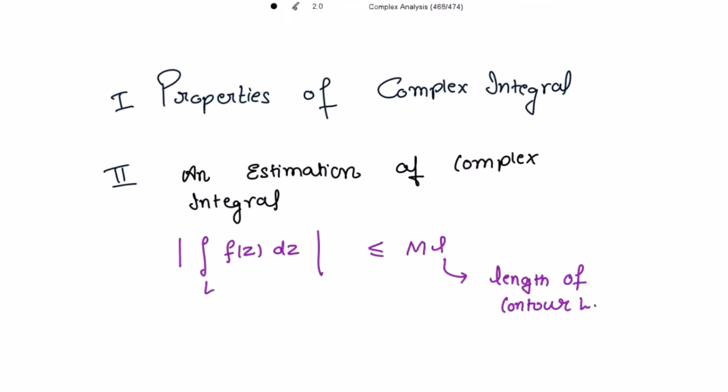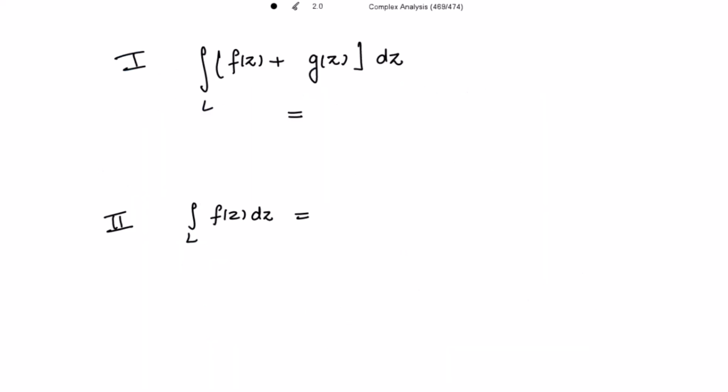Today we are going to start the properties of the complex integral and then the estimation of complex integral, that is, the mod of the integral of f(z) dz over the contour L will be less than or equal to M into small l, where small l is the length of the contour L. This is what they are saying. So we will prove this theorem after the properties.